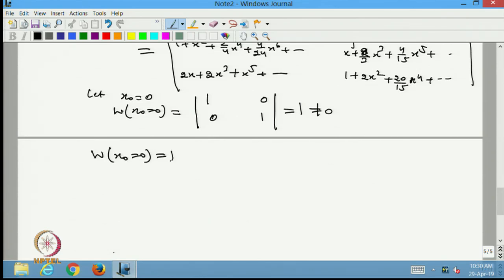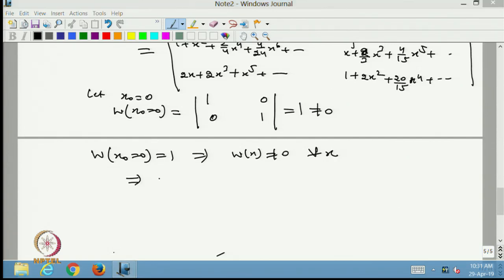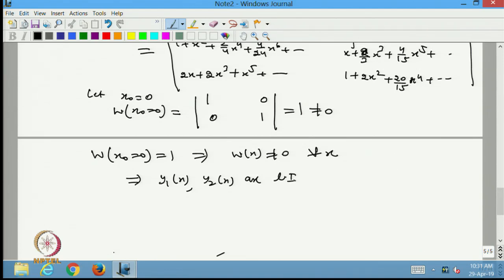From my previous knowledge of the Wronskian, I can say that this Wronskian is never 0 for all values of x. So, once I know that the Wronskian is never 0 for all values of x, I can say that my solutions y1(x) and y2(x) are linearly independent. If they are linearly independent solutions, then we can say that that is the general solution.